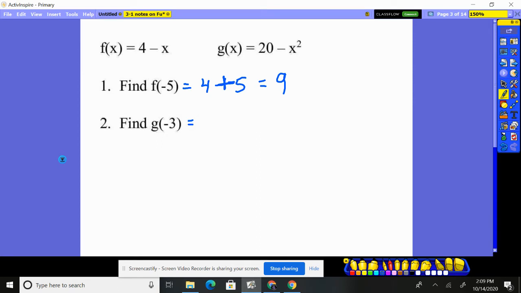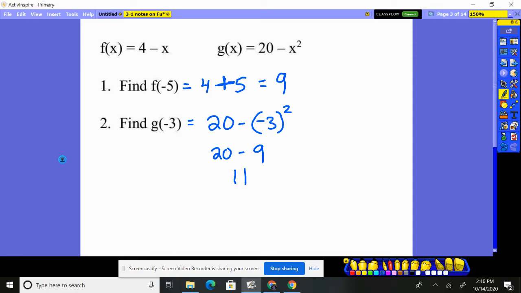Well, what about g of negative 3? We go to the g function. It says do 20 minus whatever they give you, which is negative 3, and square it. Now notice, we have to square negative 3, so we need to make sure we put parentheses around that negative 3. This will end up being 20 minus, well, what is negative 3 squared? 9, and 20 minus 9 is 11.